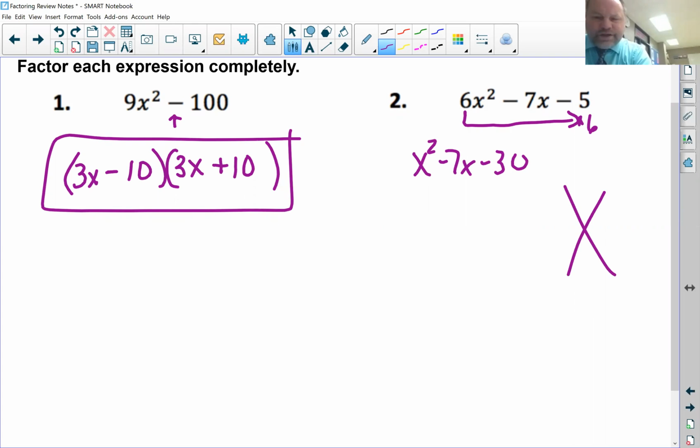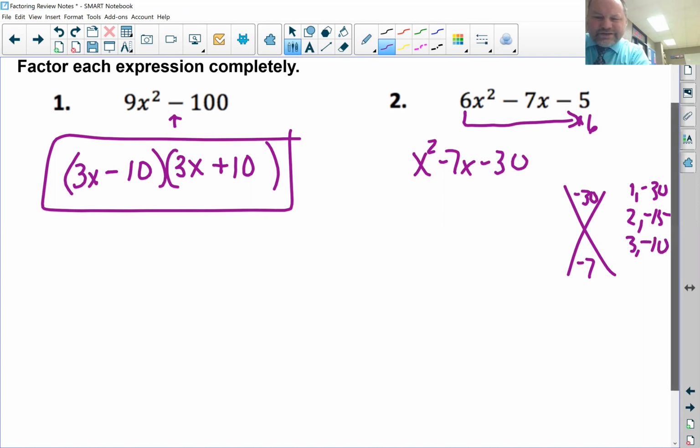Two numbers that multiply to negative 30 and add to negative 7. So they have to be opposite signs. The negative number has to be the larger factor. So 1 and negative 30. That doesn't add to negative 7. 2 and negative 15. That doesn't add to negative 7. 3 and negative 10. That does add to negative 7. So I get x plus 3, x minus 10.